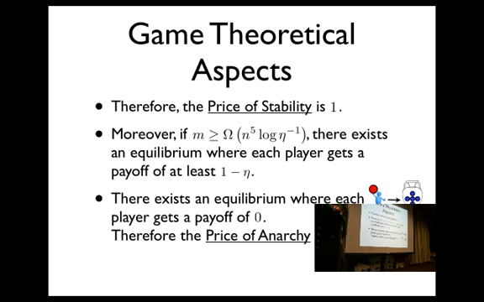And again, very easily, there exists an equilibrium where each player gets a payoff of 0. Suppose we claim that whenever we pick a red ball, we will be voting for the all-blue term, and whenever we pick a blue ball, we will be voting for the all-red term. This means that no matter what happens, the wrong term will win, right? So there exists an equilibrium where the social welfare is 0, and therefore the price of anarchy is infinite.